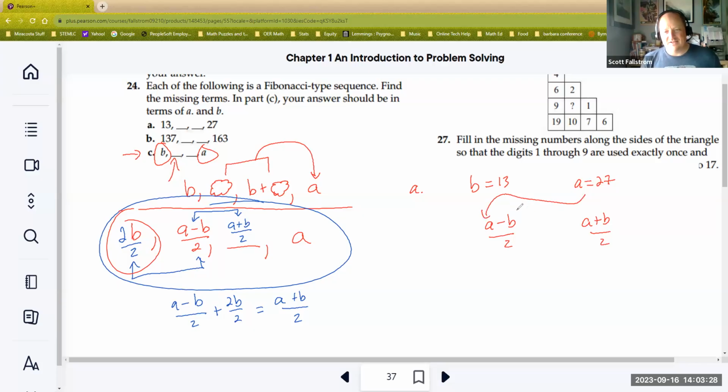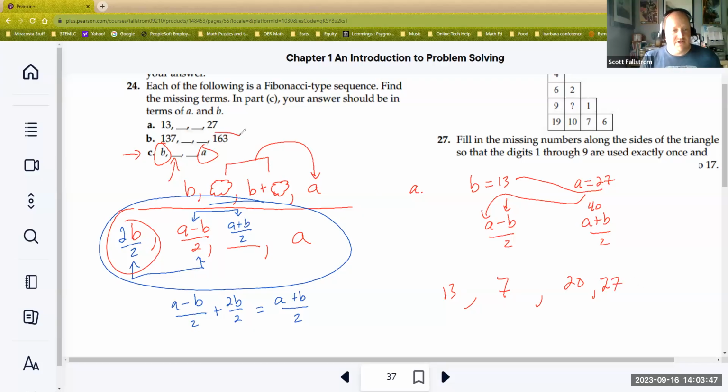So what do I have? 27 minus 13. What is that? That's 14 divided by 2. That's the number 7. Next number, I just add them together. 27 plus 13 would give me 40, and 40 divided by 2 is 20. So I can find those terms to fill out that sequence really quickly.